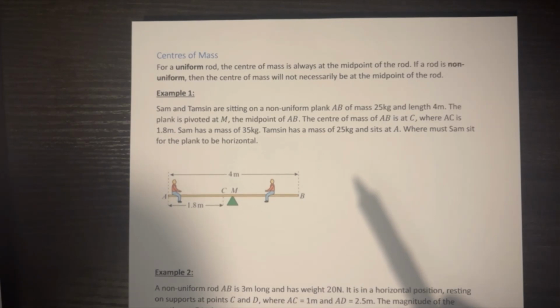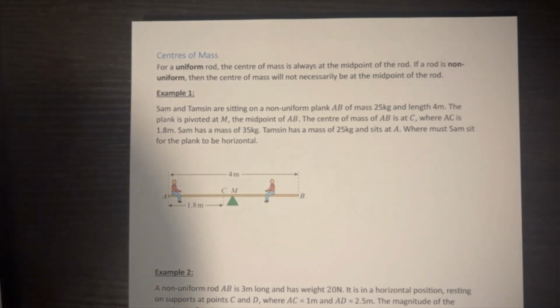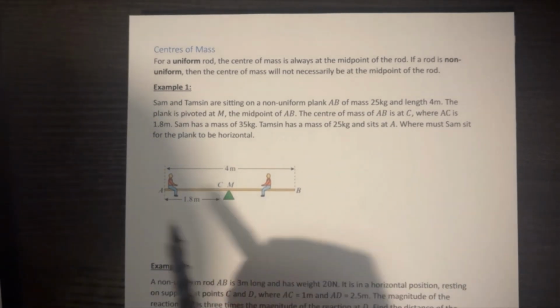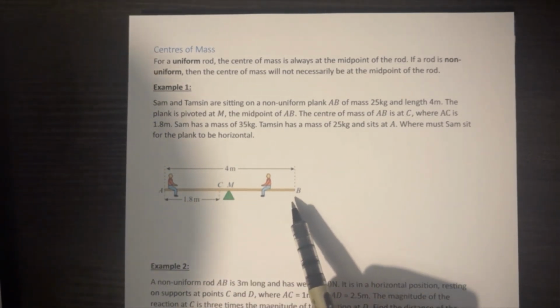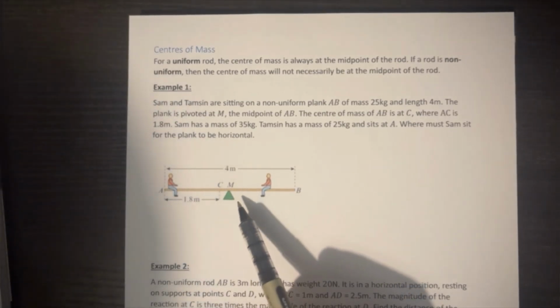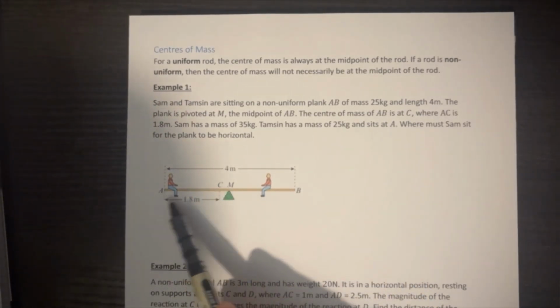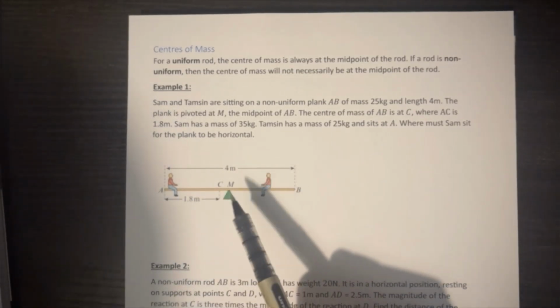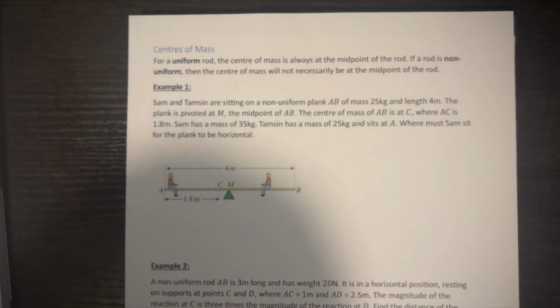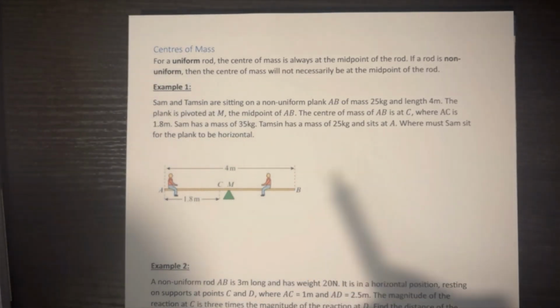So it might not be the case that we can simply represent that force right at the centre of that rod. A couple of examples that we're going to look at in this video. Sam and Tamsin are sitting on a non-uniform plank AB of mass 25 kilograms and length 4 meters. The plank is pivoted at M, the midpoint of AB. The centre of mass of AB is at C, where AC is 1.8 meters. Sam has a mass of 35 kilograms, Tamsin has a mass of 25 kilograms and sits at A. Where must Sam sit for the plank to be horizontal?